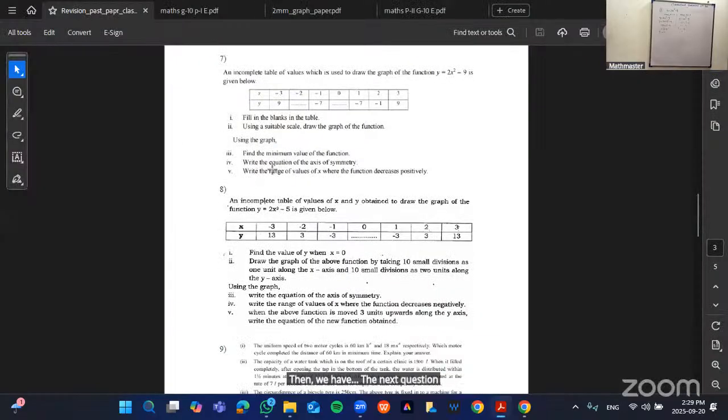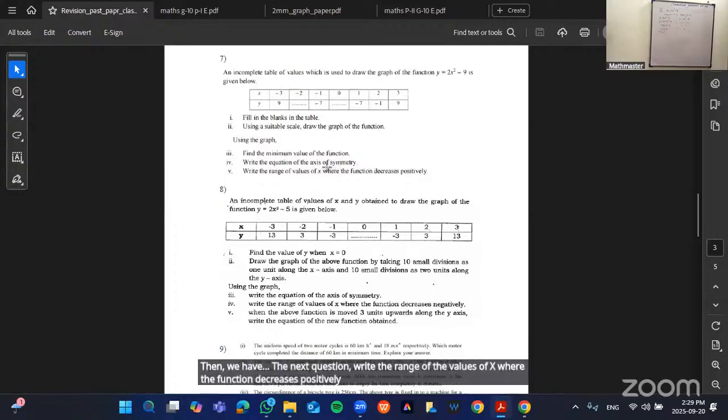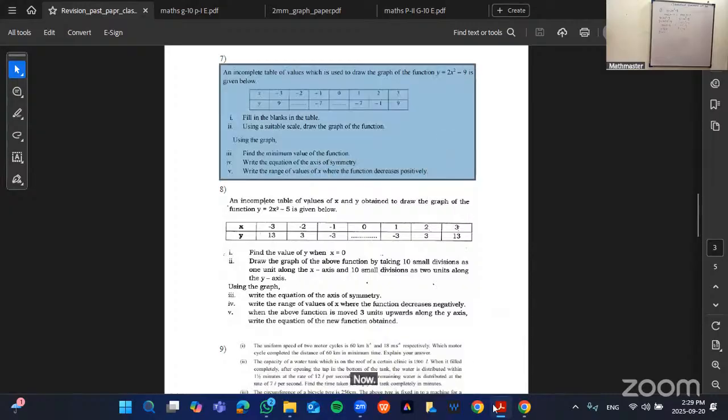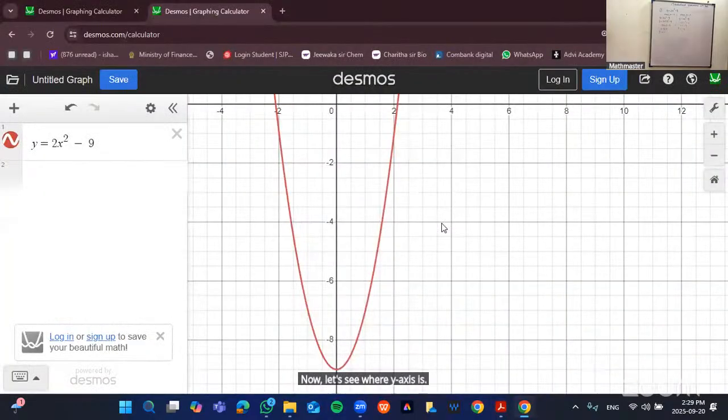Write the range of the values of x where the function decreases positively. Where the function decreases. Now, function means y. So where the y decreases positively. Now let's see where y is. Let's now identify the regions.